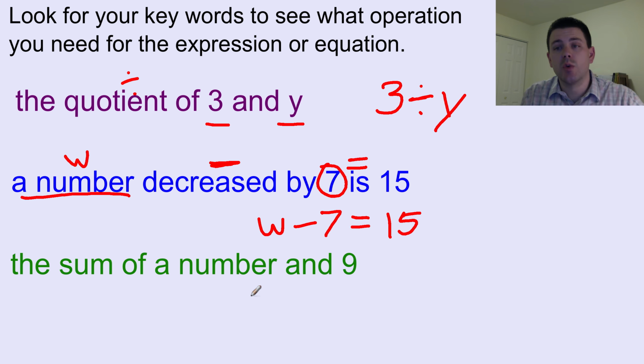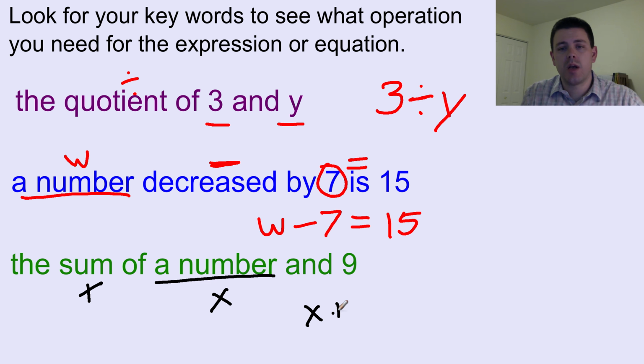Well, our answer would be 22. 22 minus 7 is 15. And then our last one down here, the sum of a number. So sum means addition. A number, so that's our variable. So let's choose x and 9. So we want to add x plus 9. There's no "is" in this problem, so it's an expression, not an equation. We don't know what it's equal to, which means we can't solve it.